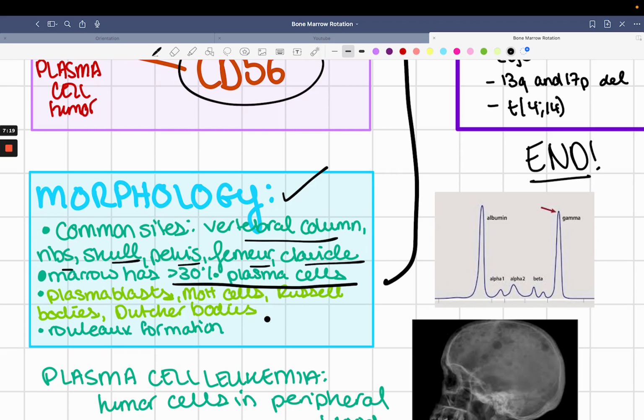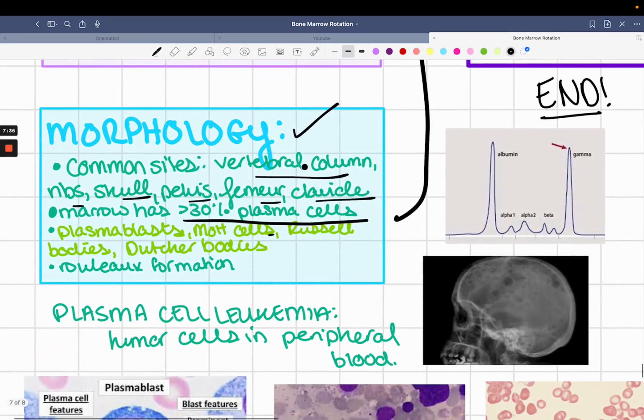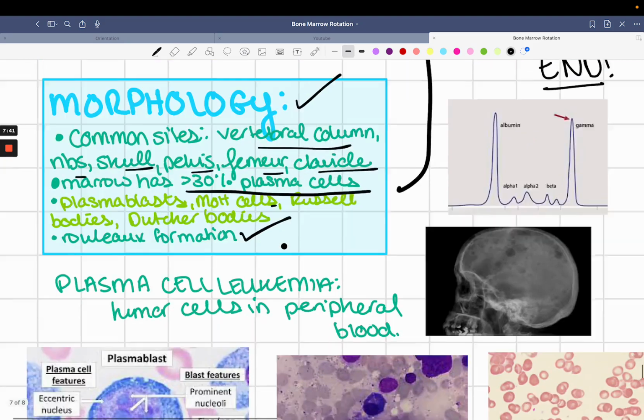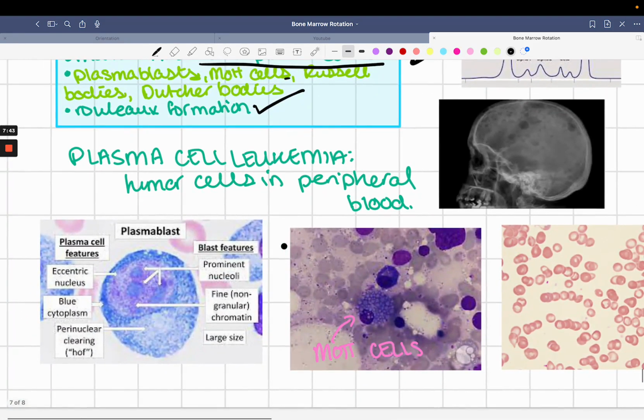And when you look at the bone marrow, it's going to have cells such as plasmablasts, Mott cells, Russell bodies, and Dutcher bodies. These are all different things that you're going to see in the bone marrow when you're looking at it under the microscope. The other thing is that you may look at the peripheral blood and notice a rouleau formation. Also high yield to be aware of that fact.